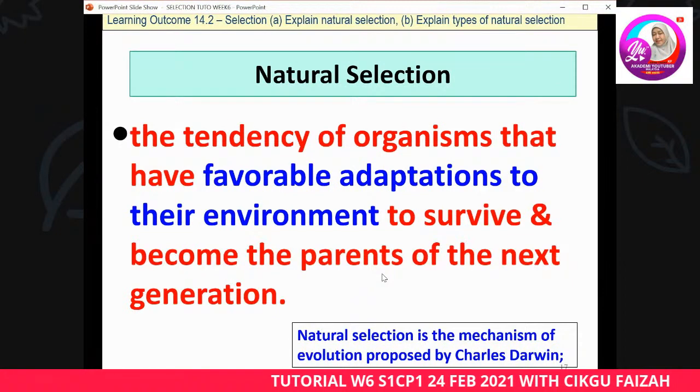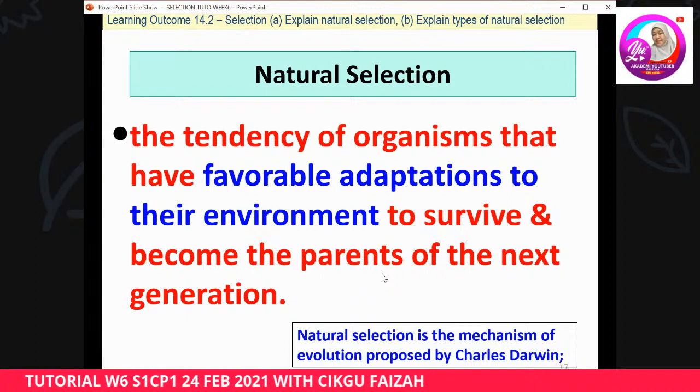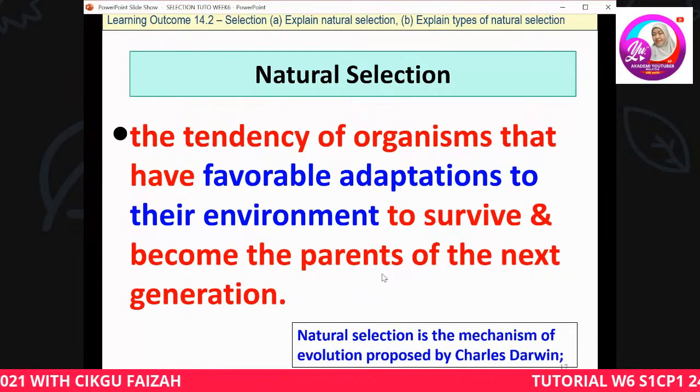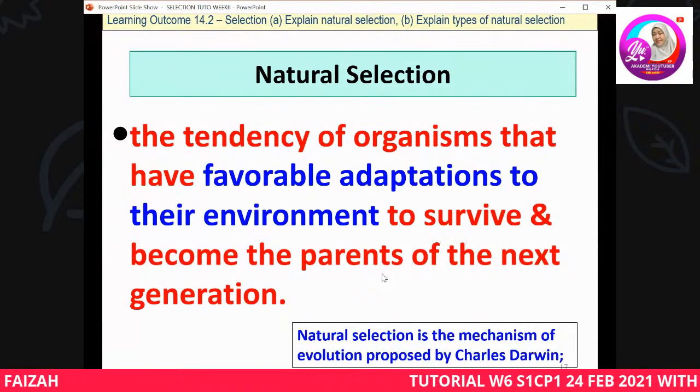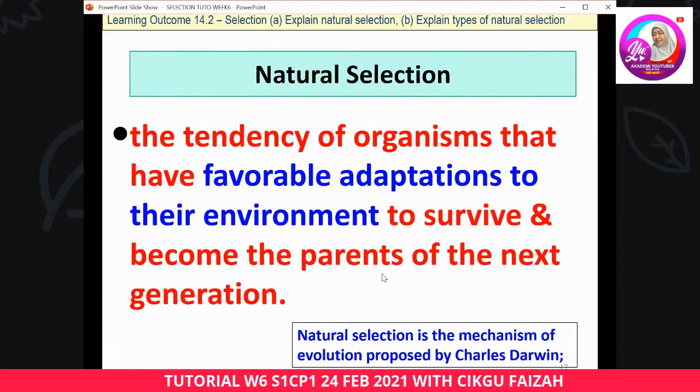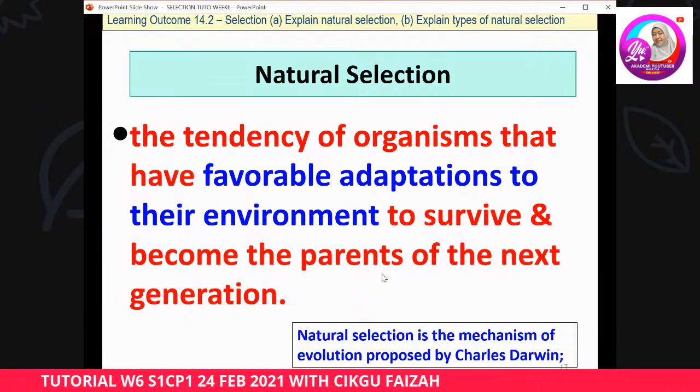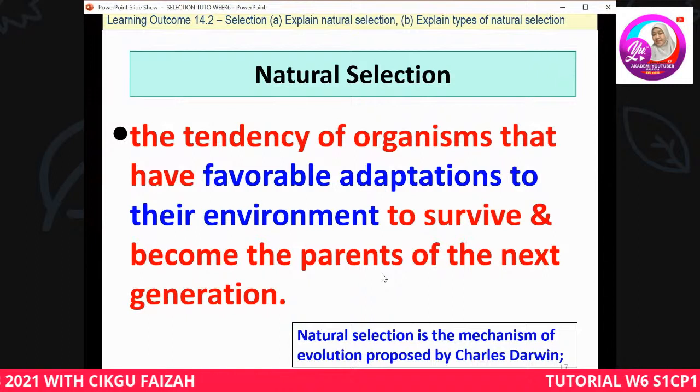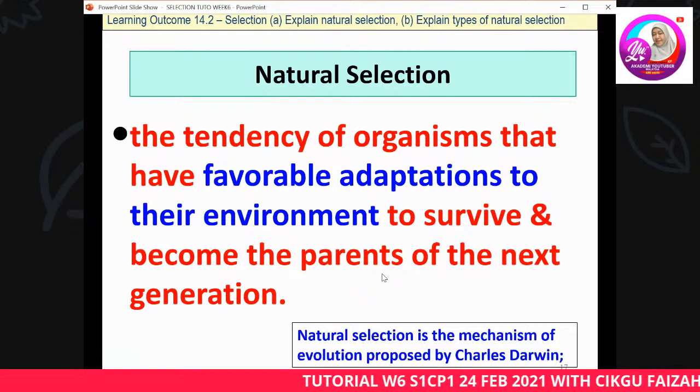So when teacher asks you to define natural selection, another way to say it is the tendency of organisms, meaning all the organisms have favorable adaptation to their environment. Favorable adaptation to their environment for what, class? Yes, in order to survive. Bila dah survive, boleh reproduce, they become the parents of the next generation.